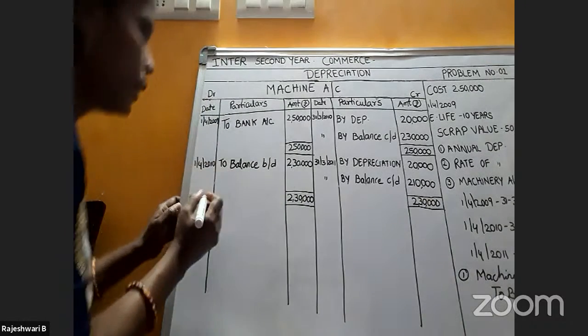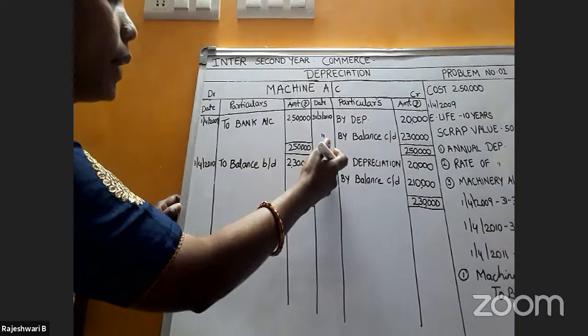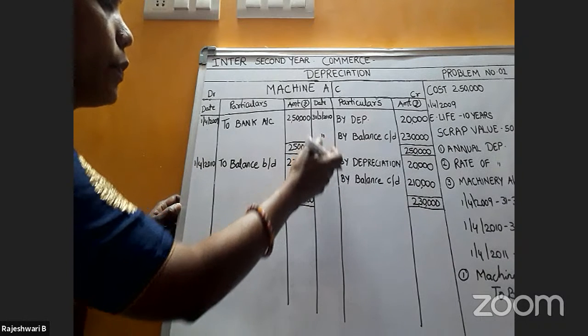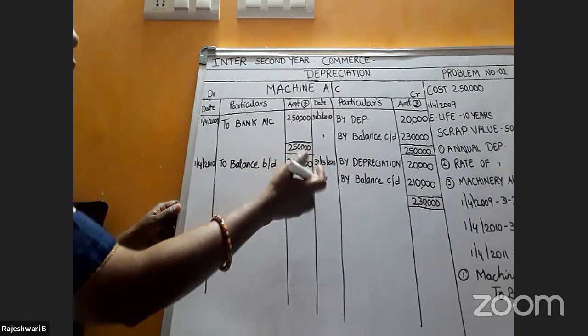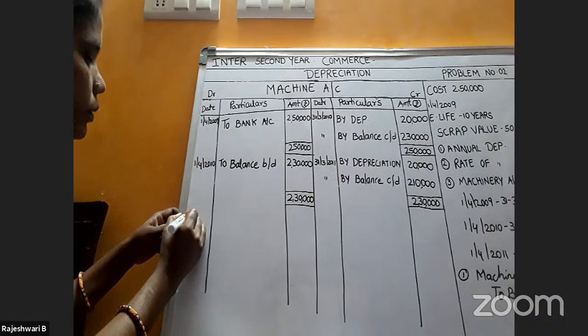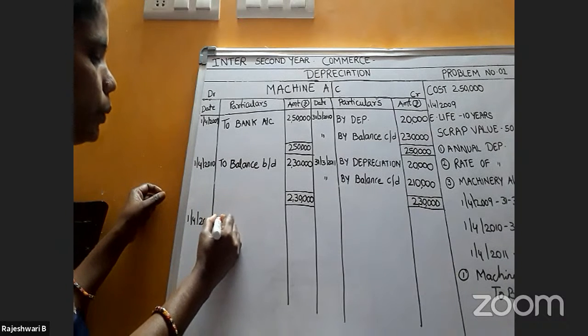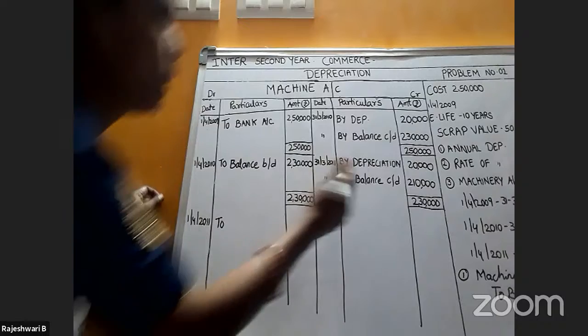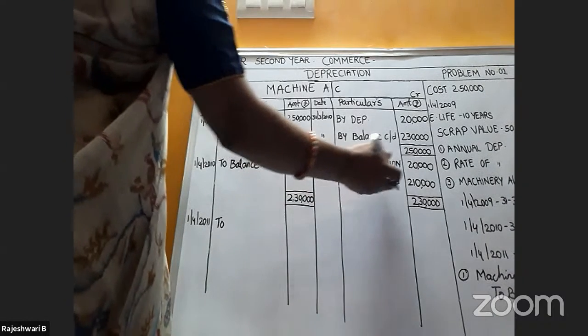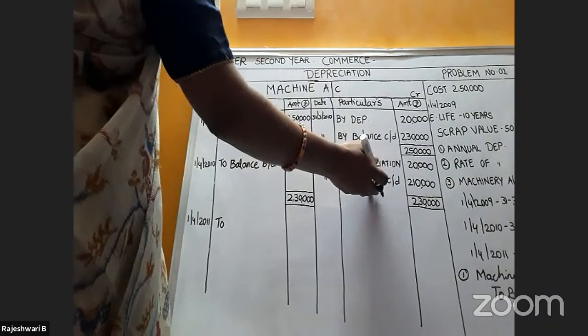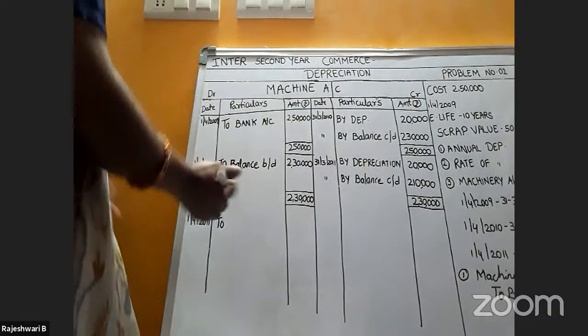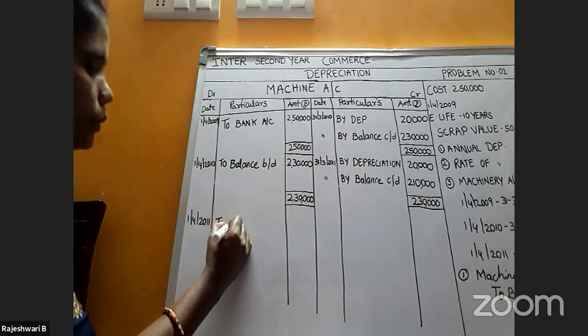2,30,000. Next year, the next financial year will be 1/4/2011. To balance brought down. This balance carried down this year becomes the balance brought down for next year.